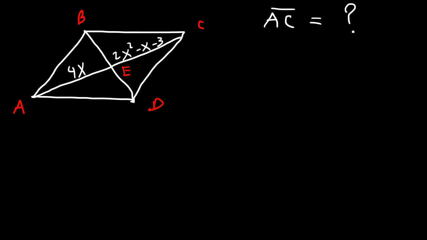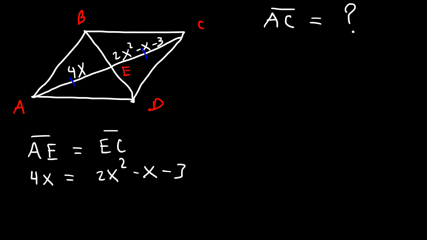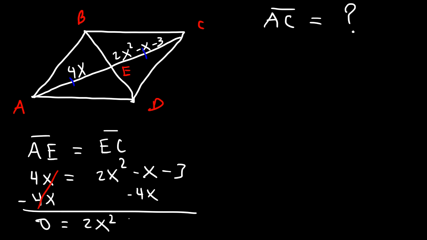Now, if you recall, the diagonals bisect each other. So what that means is that AE is equal in length to EC. These two sides are equivalent to each other. So therefore, we could set AE, which is 4x, equal to EC, which is 2x squared minus x minus 3. So we have another quadratic equation. So let's begin by subtracting both sides by 4x. So this is going to be 0 is equal to 2x squared. Negative 1x minus 4x is negative 5x.